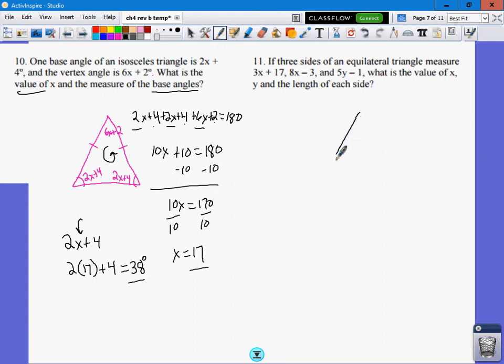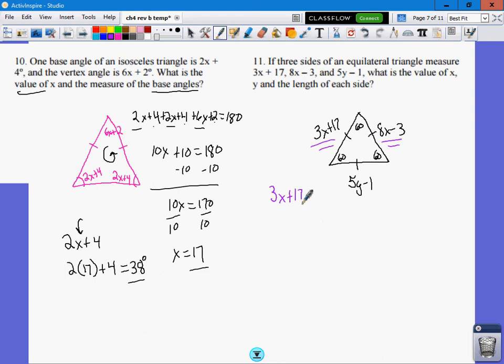3 sides of an equilateral triangle. If it's an equilateral triangle, I'm going to mark all the sides as being the same, and I'm going to write in each angle as being 60 degrees. It says one of the sides is 3x plus 17. The other side is 8x minus 3. And one of the sides is 5y minus 1. I can pick any two sides. I'm going to pick these two because they have the same variable. And I'm going to set those two equal.